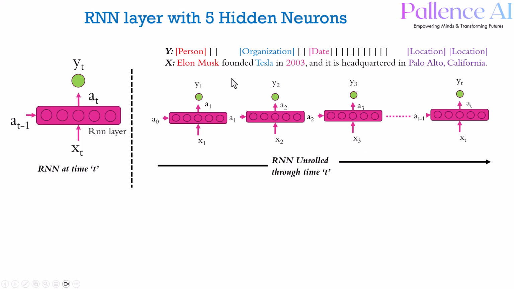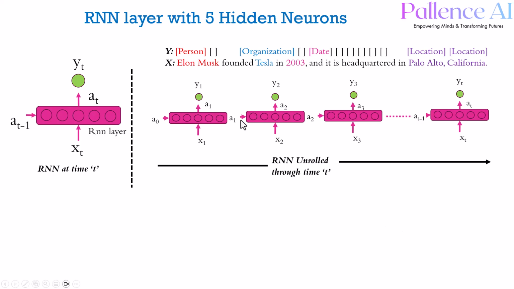And if x3 is founded, y3 is nothing, because just like a general category, it doesn't belong to any entities we are interested in. And for this last xt, California, the moment our model sees this word or token California, it should predict the yt, the last time step, as belonging to entity location. So person, organization, date, location, think of these as all the classes, or the token classes, or the entities, which we are trying to predict.